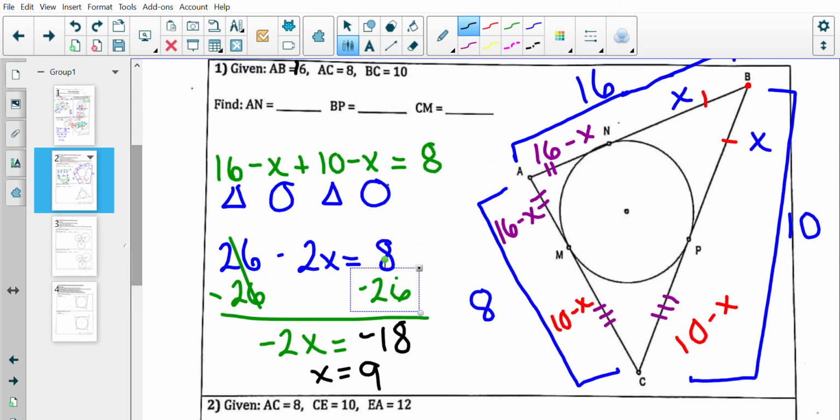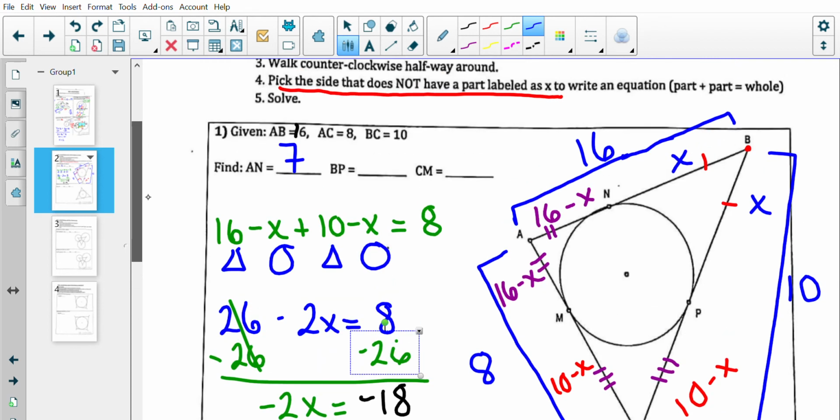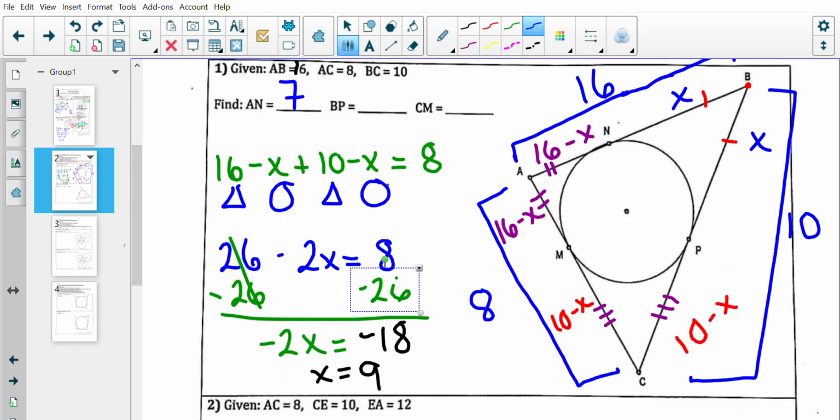So now we want to find the length of A to N. Well, A to N is going to be 16 minus 9, which will be 7. Then we want to find the length of B to P. Well, B to P is just x. We know x is 9. And then we want to find the length of C to M. So C to M is going to be 10 minus x. Well, x is 9, so 10 minus 9, which is 1.